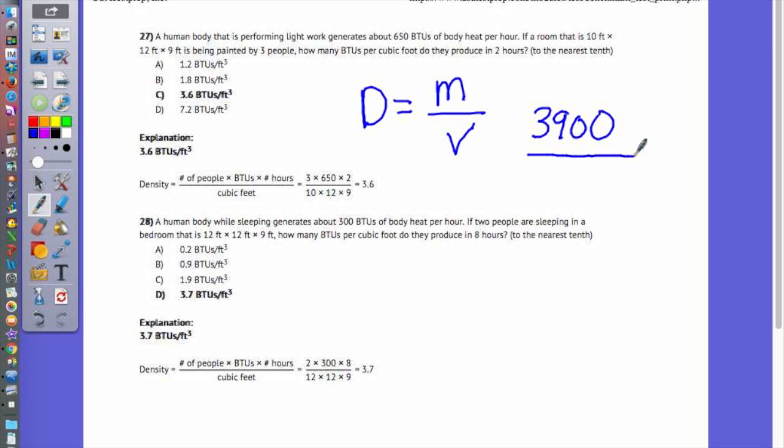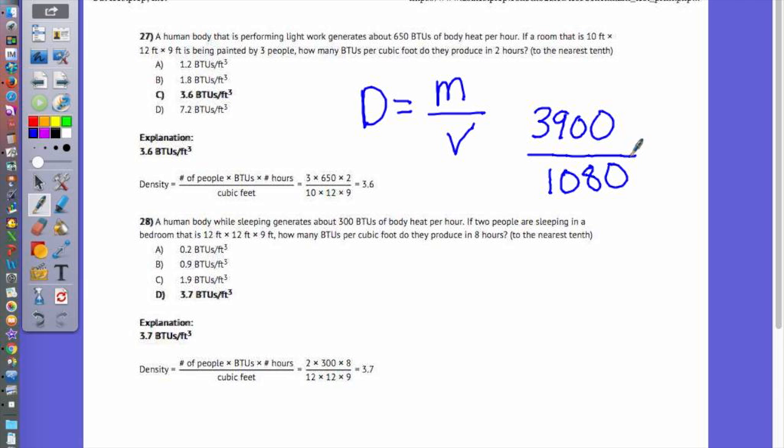And the volume of the room. It's a 10-foot by 12-foot room with probably about 9-foot ceilings. That's where the 9 feet is coming from. What's the volume of the room? 1080. So 3,900 divided by 1080 is 3.6. So it's giving off 3.6 BTUs per cubic foot.